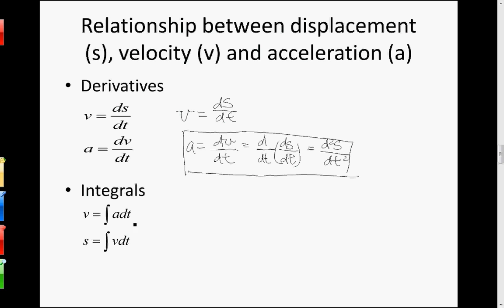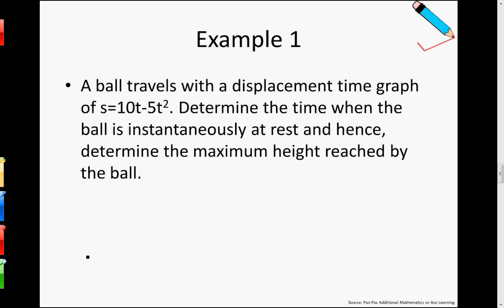If I were to integrate to find v, then I can integrate a dt. This gives me v, with another constant if this is not a definite integral. And also if I were to integrate v dt, I would get s plus another constant. I've shown you this in the introductory video, so you have a little bit of an idea of how this works. So we'll try an example to confirm some stuff.